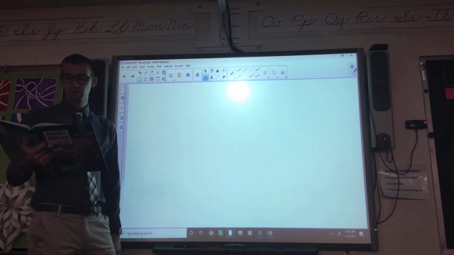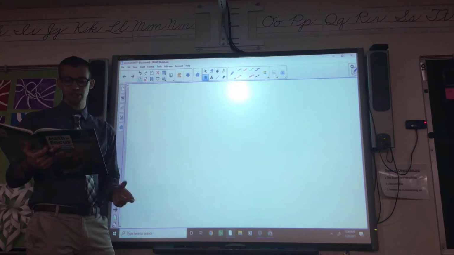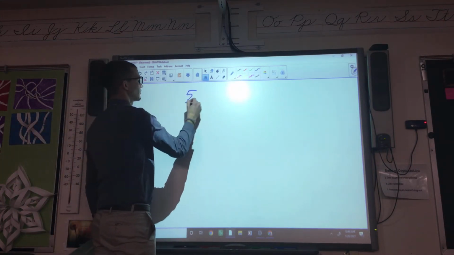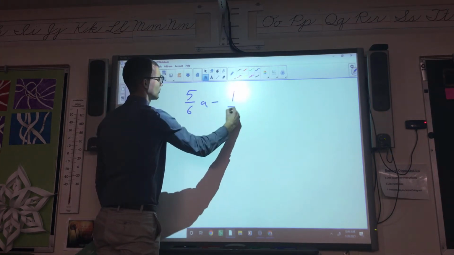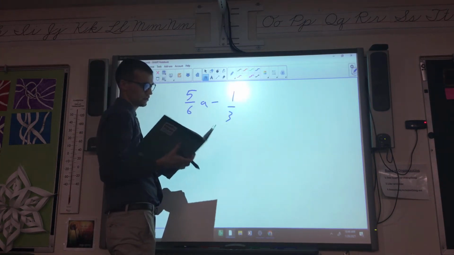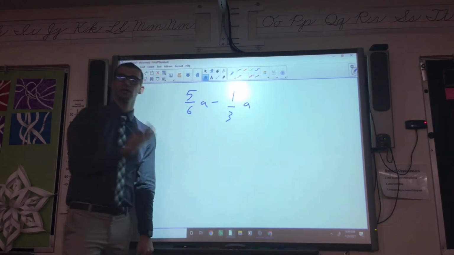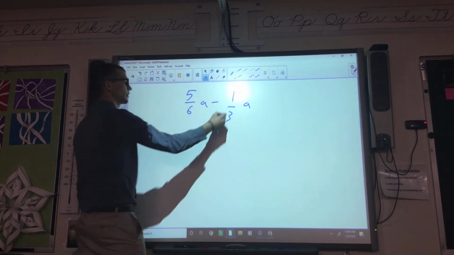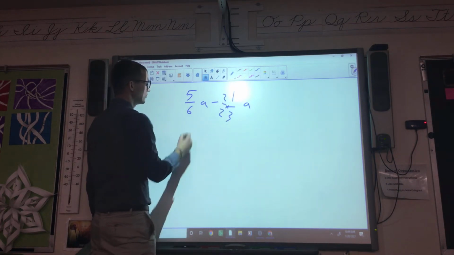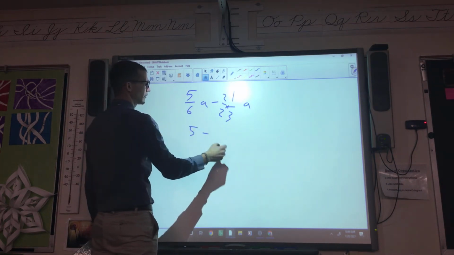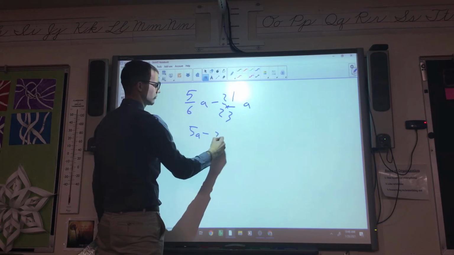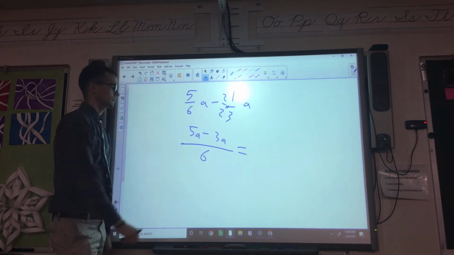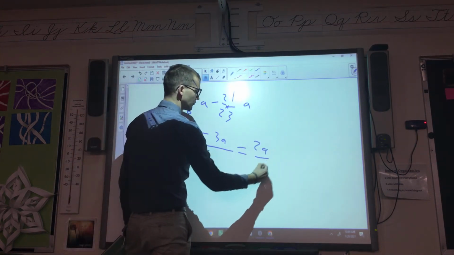Simplify algebraic expressions with fractional coefficients by subtracting. So if you have 5/6 a minus 1/3 a, you have to get a common denominator. Multiply by 2 over 2. So 5a minus 3a, all of it over 6. It's going to give you 2a over 6.